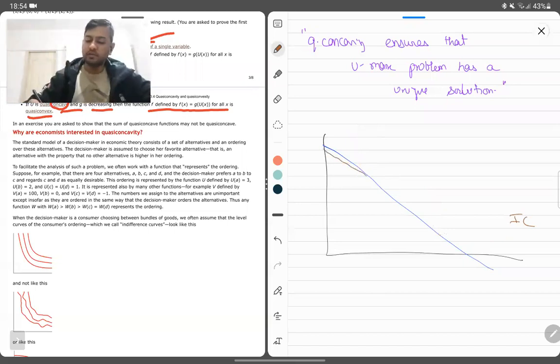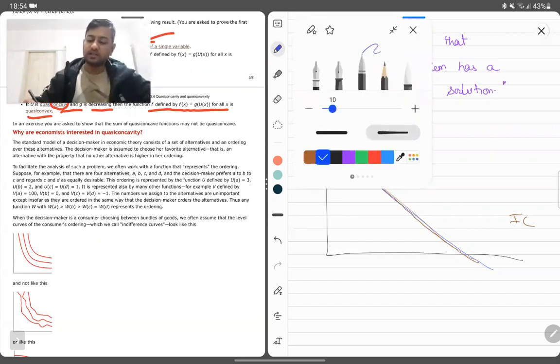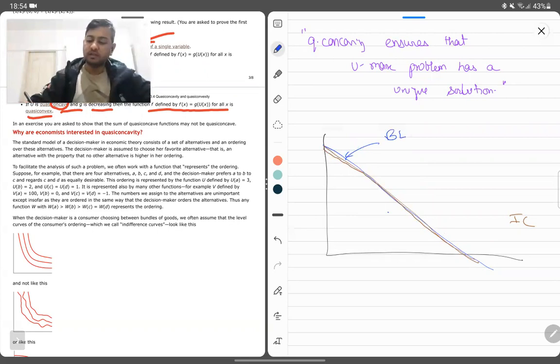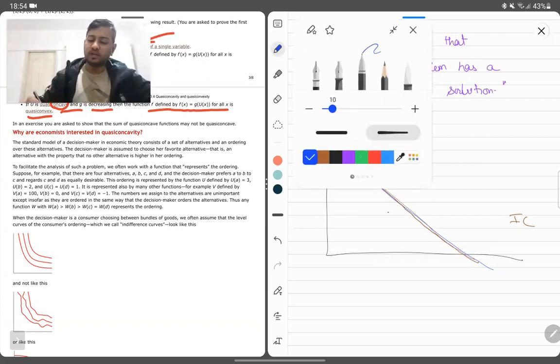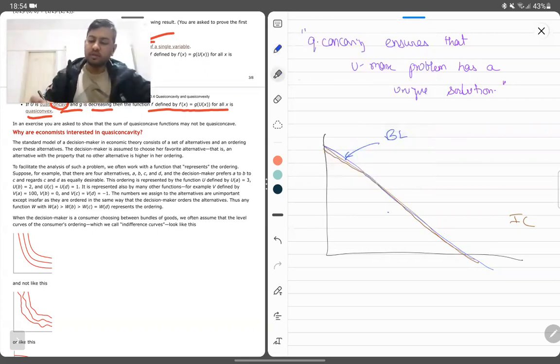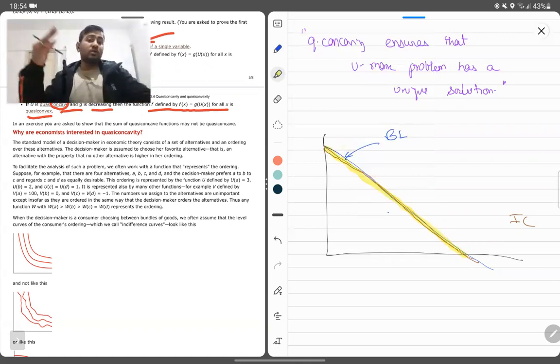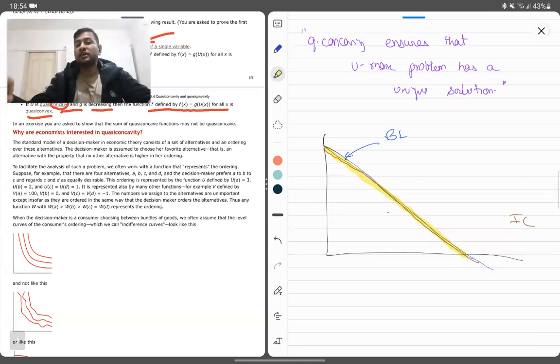अगर straight line भी है ना, if my ICs look like this, okay, if my budget line and IC are both coincidental, तो इस केस में utility maximization के लिए you can pick all the solutions, ये सारे के सारे solutions valid हैं, you can pick any solution. So when quasi-concavity is not implied, then utility maximization can have multiple solutions, but with quasi-concavity utility maximization will always have one unique solution. So that is why it is important.